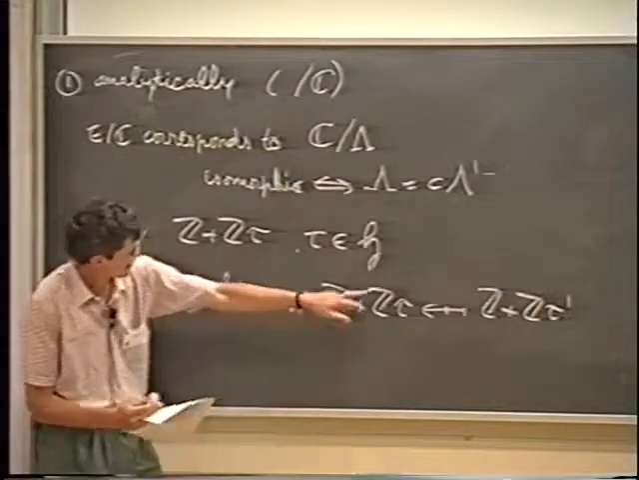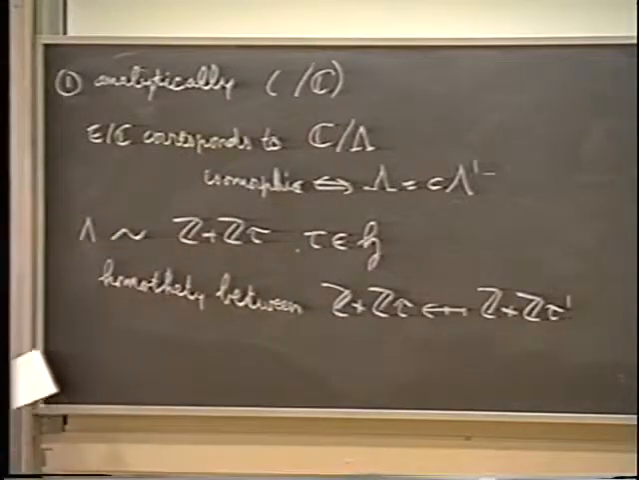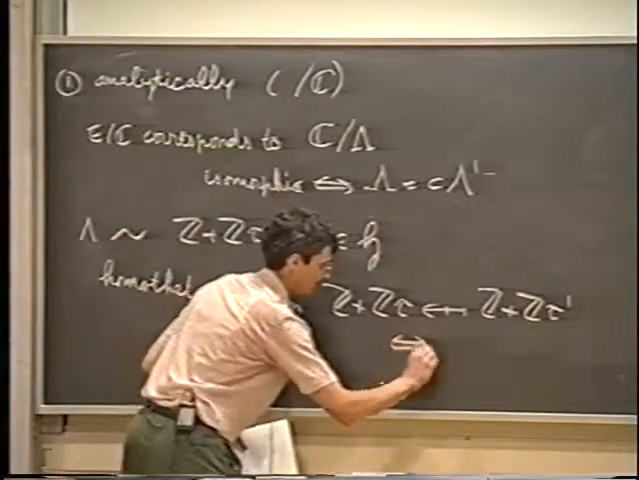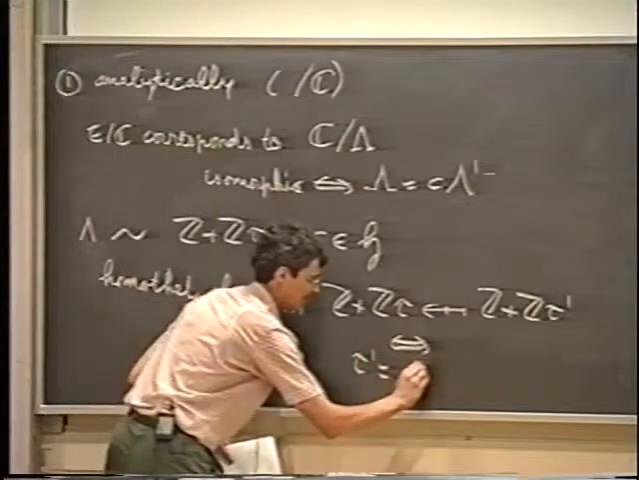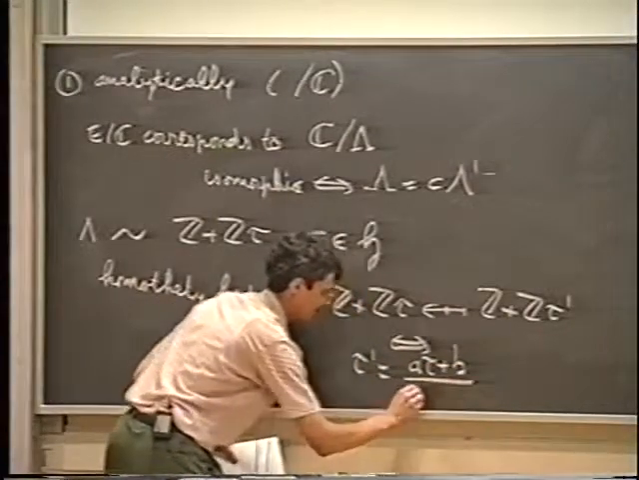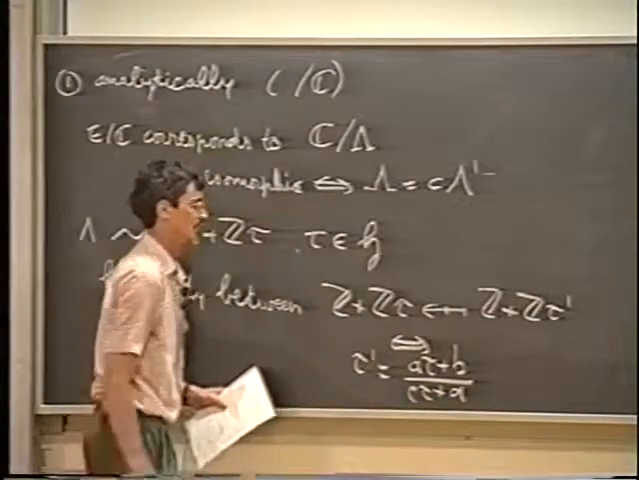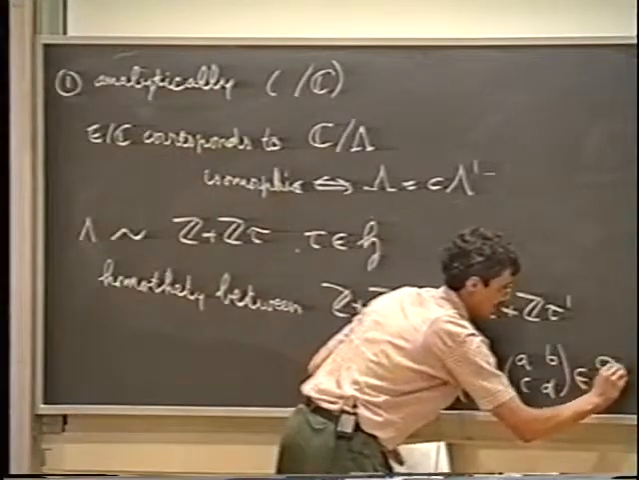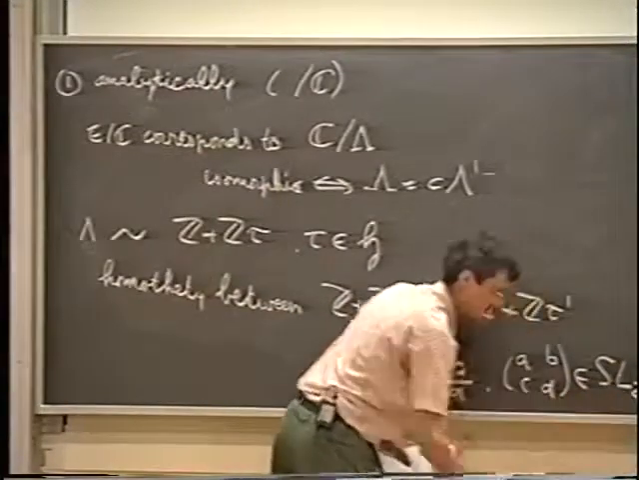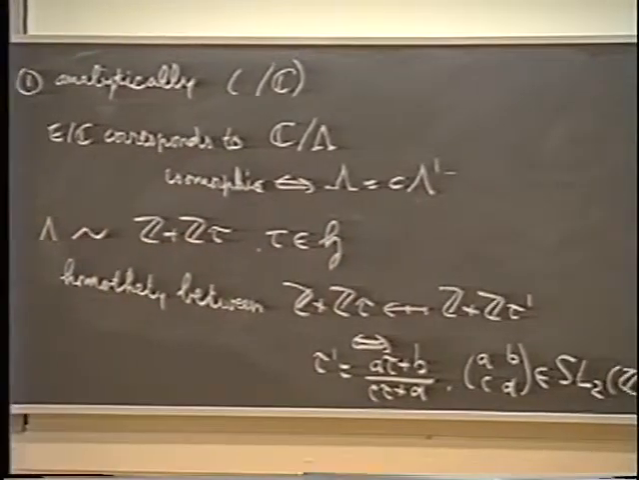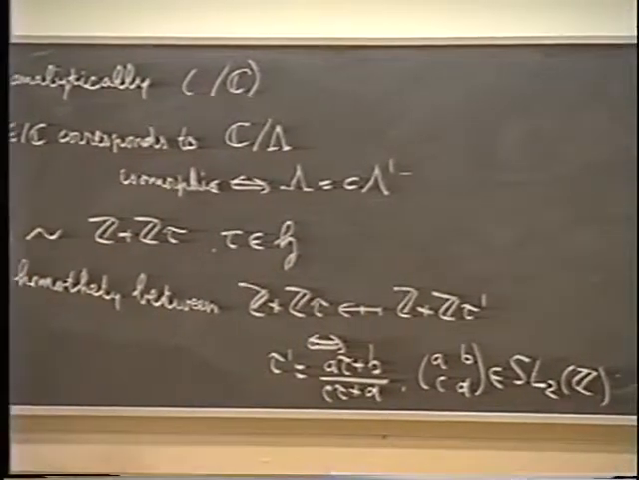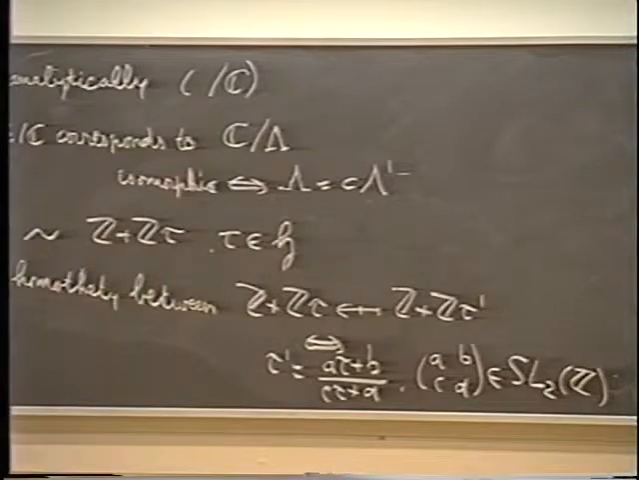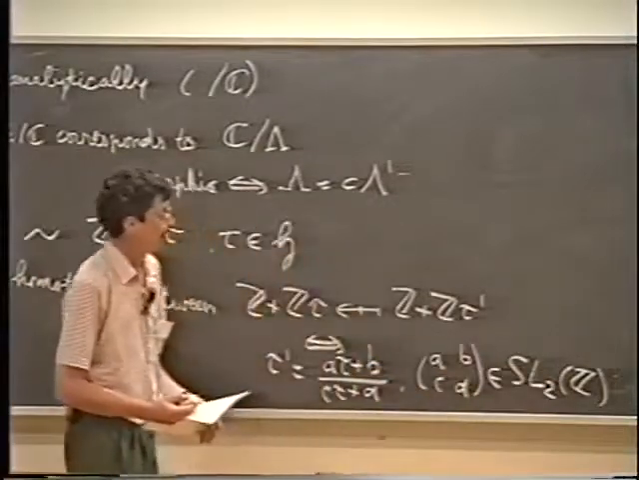But also we have this restriction that the tau and the tau prime are supposed to be in the upper half plane. So this will happen precisely when the tau prime is of the form (A tau plus B) divided by (C tau plus D), in which you demand that the matrix ABCD is in SL2Z, positive determinant. So this, as we saw before, defines an action of the modular group SL2Z on the upper half plane.